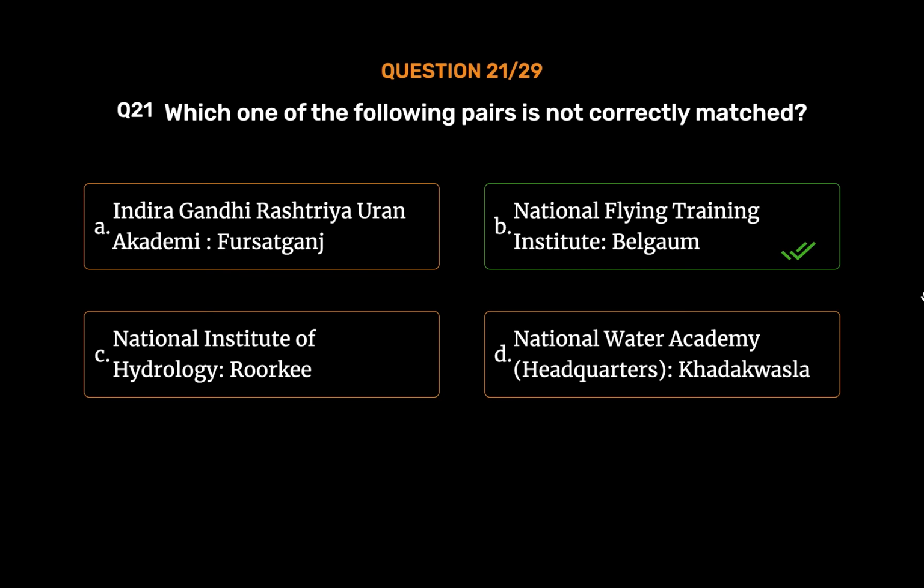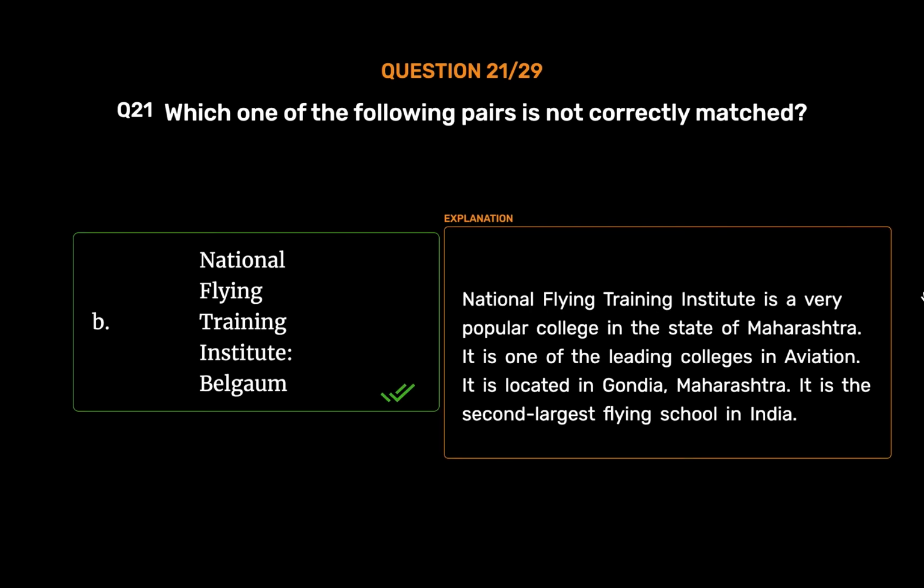National Flying Training Institute, Belagaon. National Flying Training Institute is a very popular college in the state of Maharashtra. It is one of the leading colleges in aviation. It is located in Gondia, Maharashtra. It is the second largest flying school in India.